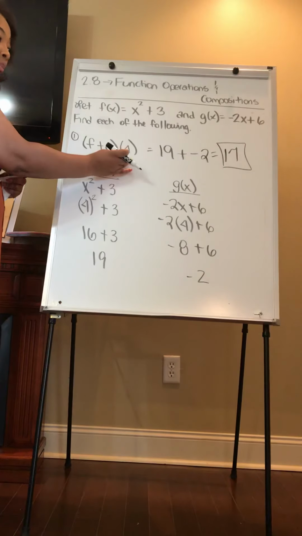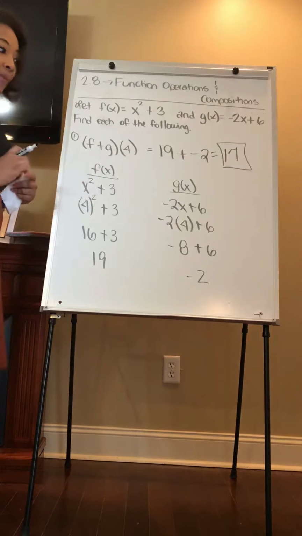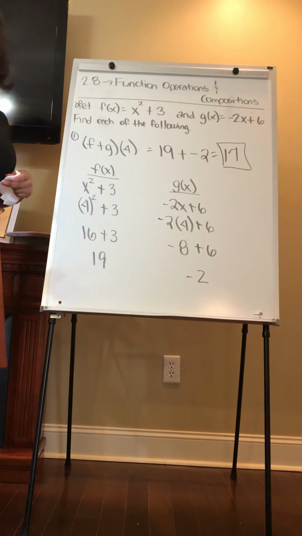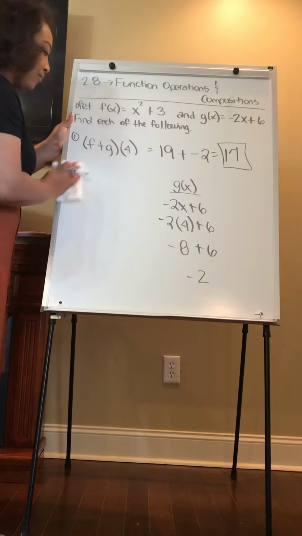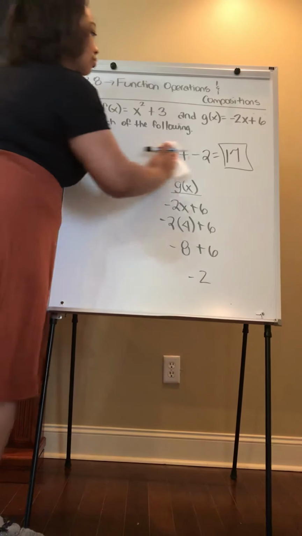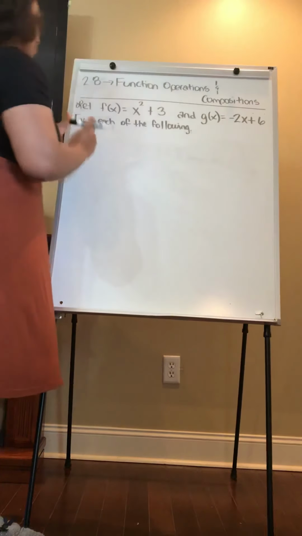That is a basic operation of adding. You take your number, you plug it into both functions, f and g, and you do the operation it tells you, which on this one was to add. Let's do another operation.